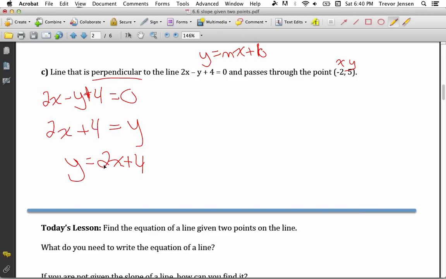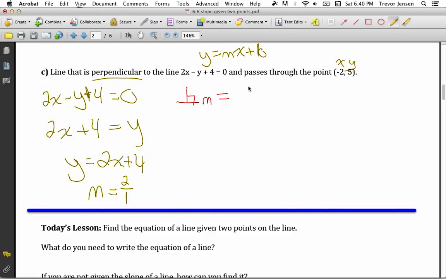So what's the slope of this line? The slope of this line is this value right here. The slope is 2. Or I might write that as 2 over 1 to make the next step easier. If the slope is 2 over 1, I know that the perpendicular slope is equal to the negative reciprocal of that.